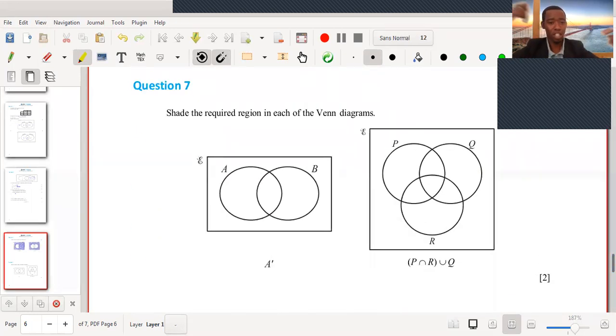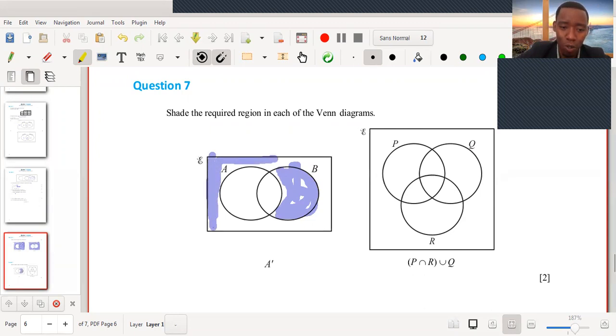Number 7 says, shade the required region in each of the Venn diagrams. They said we shade A complement. We don't touch A. That's what we mean. To shade A complement means don't touch A. So we shade this part of B and then the outside part. We don't touch A, because it's A complement. So we shade this part and outside.